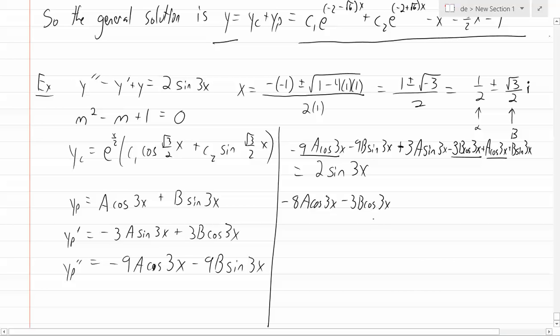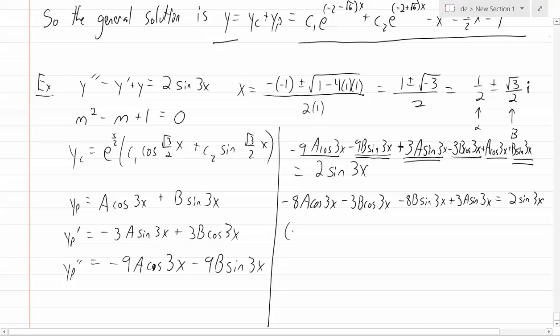Alright, now let's look at the sine terms and see if we can put any of those together. I think the same thing happens. This one here and this one here are like terms. And then this is just another sine term. So that's going to be minus 8b sine 3x plus 3a sine 3x equals 2 sine 3x.